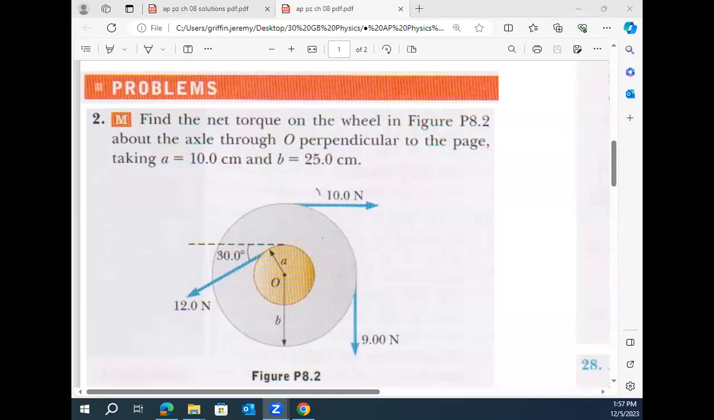Right, so we did the 3 warm-up problems the other day. Let's do the main set. So number 2 is the first one I circled. Find the net torque on the wheel. Okay, so we got this disc, right? It looks like it's rotating about the central point O, so there's an axis into and out of the page, right?